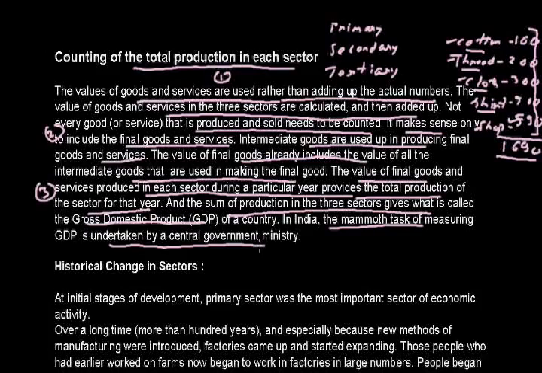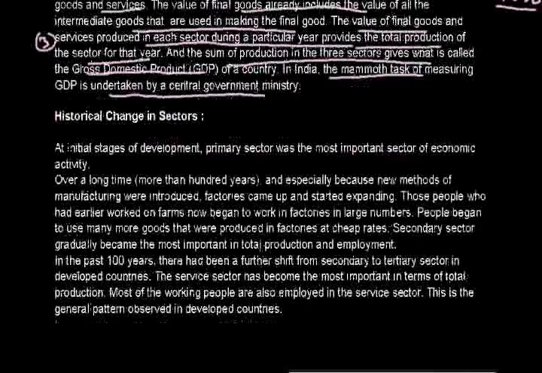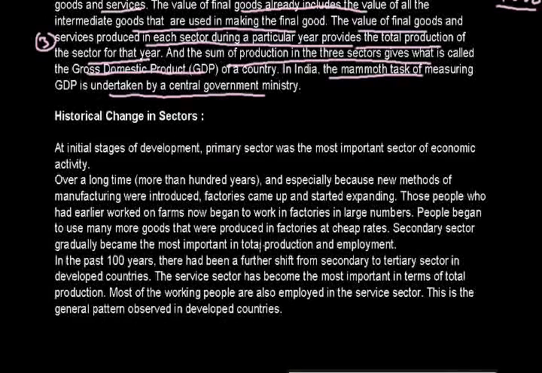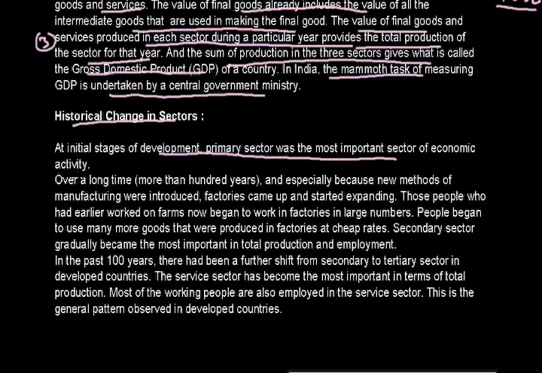If we turn towards the next heading, that is historical changes in sectors. Historical changes means the time human being has indulged in economic activities and the present time. In earlier times, human being was mostly indulged in the primary sector. Agriculture is the most basic occupation of the human being because it provides the food, and food is the basic requirement of everyone. So at initial stages of development, primary sector was the most important sector of economic activity. We used only the nature for deriving our necessities, and most important was the agriculture.